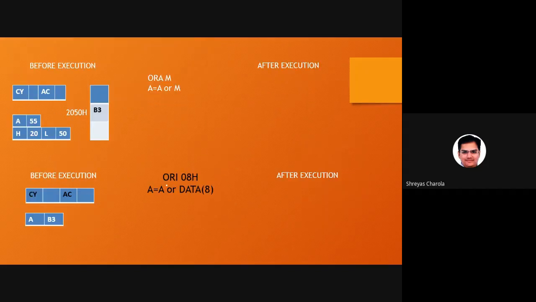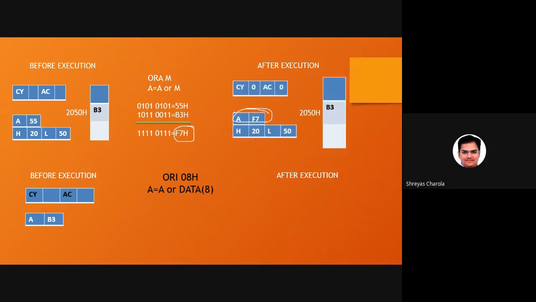Okay, simple. If you understand the AND operation, understanding OR and XOR is very simple. So here also the same thing, like here F7, so I'm not spending time on the calculations. Each and every student knows how to do the OR operation. So ORA M means M contains HL, so it will go to that location. What is the data? It will perform the operation with this, and the answer also will be stored in the accumulator only. ORI.